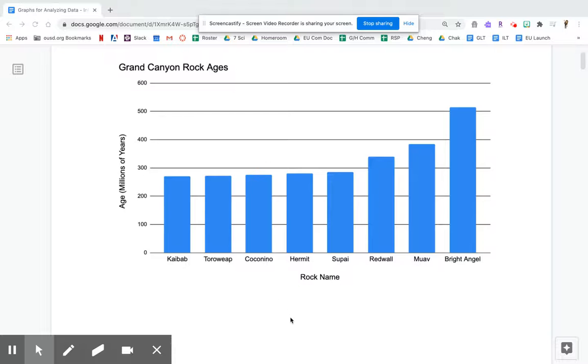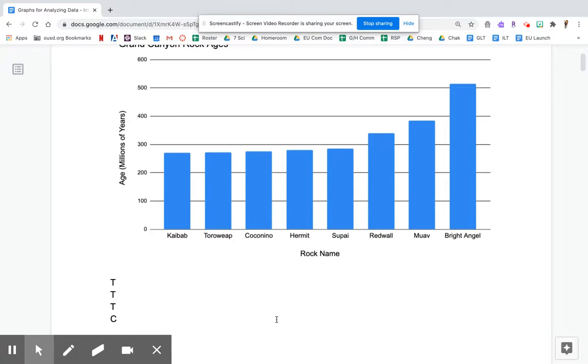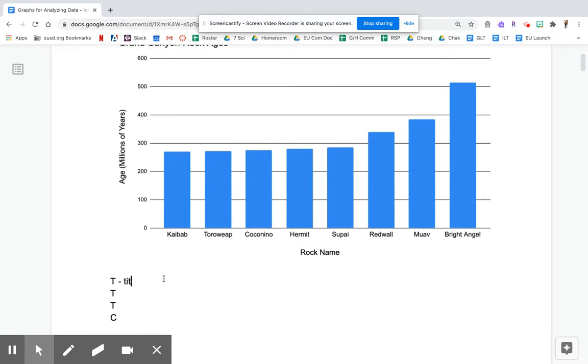Hey scientists, I'm going to show you a review before you take your quiz today. So remember that when you write a summary of a graph, you need to include T, T, T, C. So that means you need to include the title of the graph and the trend. Those are usually in the first sentence together.